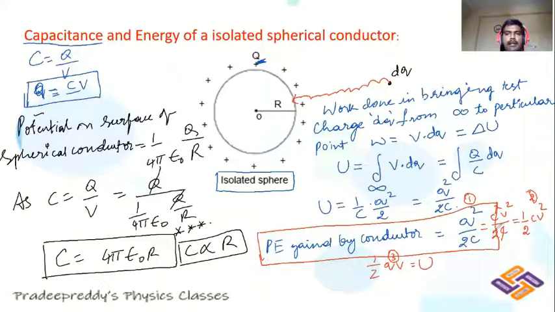And in the problem, depending on whatever physical quantities are given to you, you can use any of these three equations. If charge and capacity are given, then you can use Q square by 2C. If capacity and potential are given, you can use half CV square. If charge and potential are given, you can use half QV. So these are the three equations where you can find out the potential energy gained by the conductor when it is accommodating some charge upon its surface.